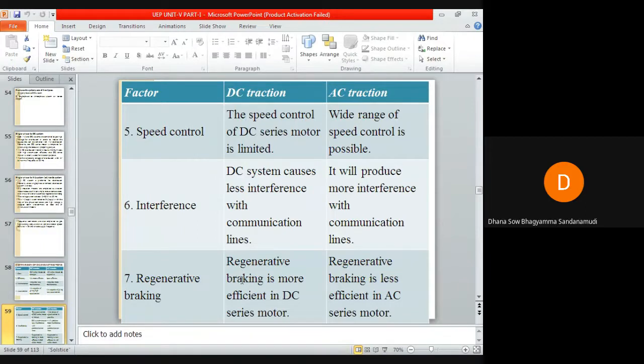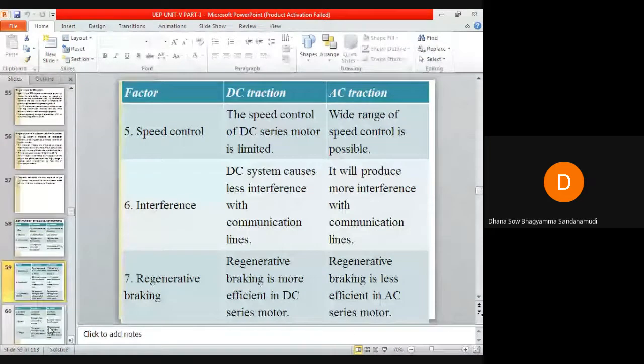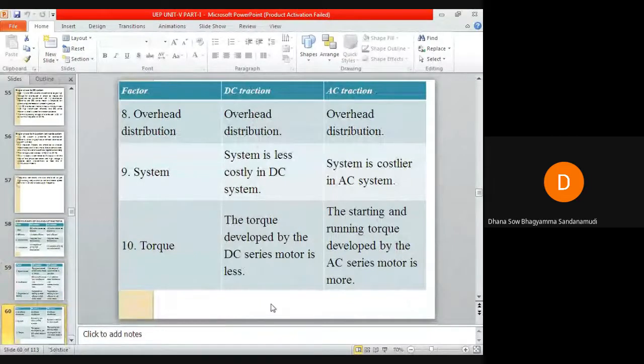So if you compare the interference, the DC system causes less interference with the communication lines, but the AC traction system will produce more interference with the communication lines. Regenerative braking is more efficient in DC series motors. Regenerative braking is less efficient in AC series motors. Overhead distribution is possible for both DC traction and AC traction.